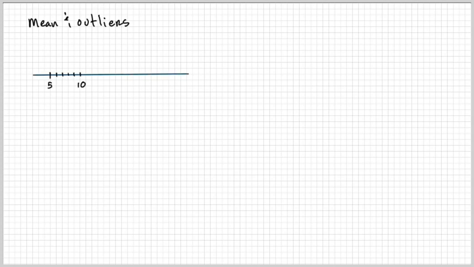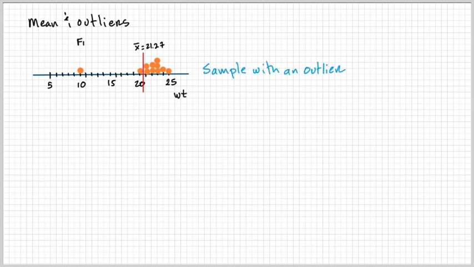In this video, we're going to talk about how outliers affect the mean. So let's say I have this distribution of data points. And as you can see, we have a mean of 21.27 and there's an outlier.